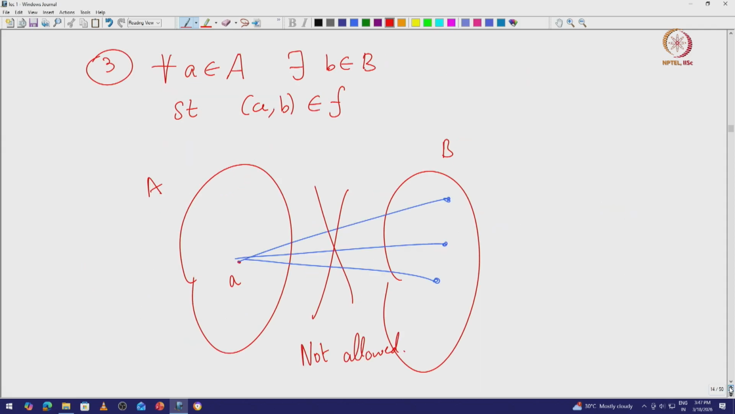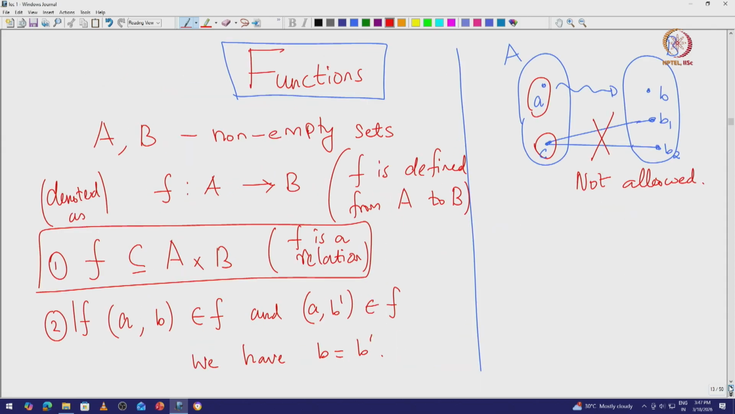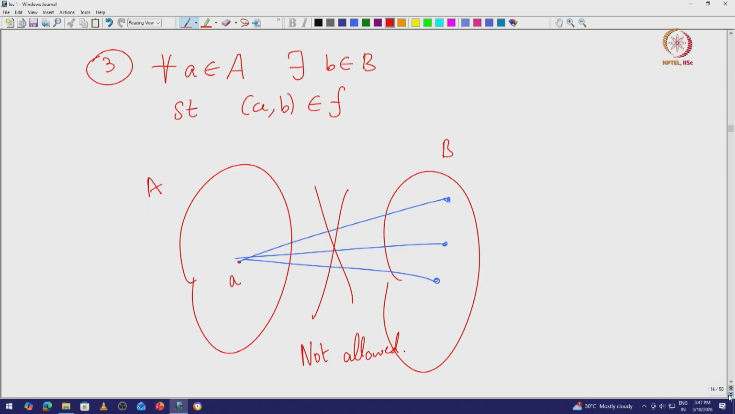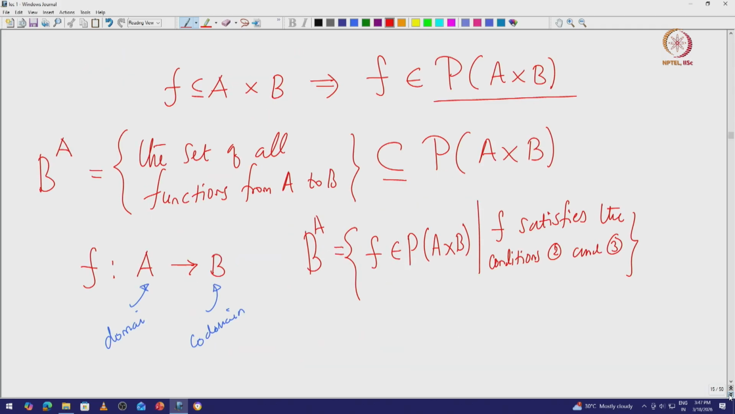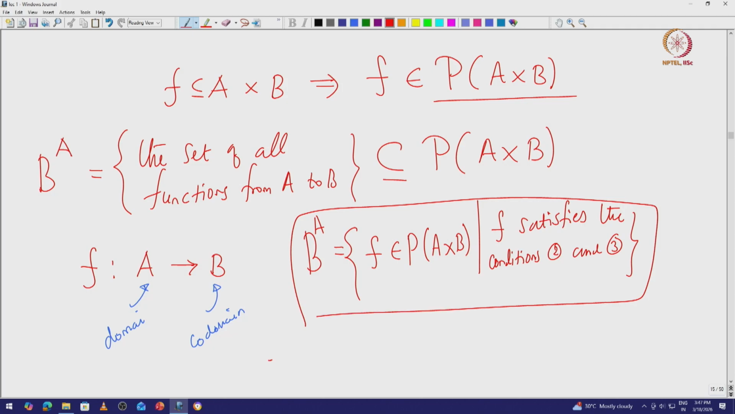The conditions 2 and 3 are given here. Okay. So, one element should not be mapped to more than one element, and every element should be mapped to something. If you just use that definition, then you are collecting some subset elements of this P of A cross B satisfying some property. So that means this is indeed a set.